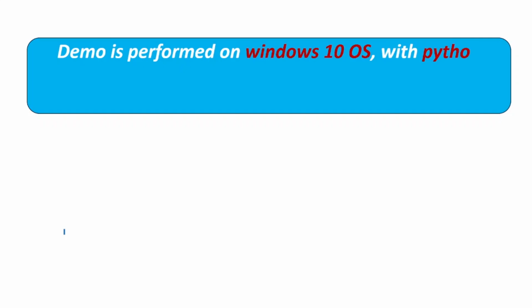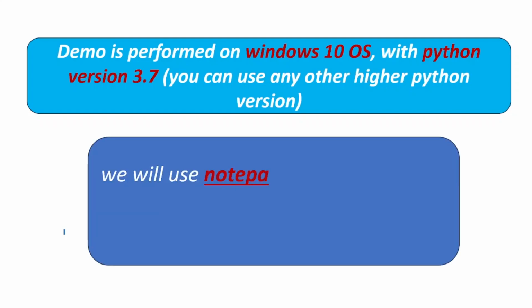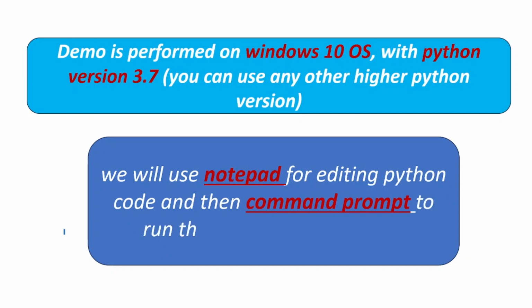Here the demo is performed on the Windows 10 operating system with Python version 3.7. You can use any higher Python version. Along with this, we will use Notepad for editing Python code and then command prompt to run the Python code or file, that is the .py file. As per my environment, you are going to use Windows 10 OS, Python version 3.7 and onwards, Notepad for editing and command prompt for executing the Python code. That is in a nutshell.